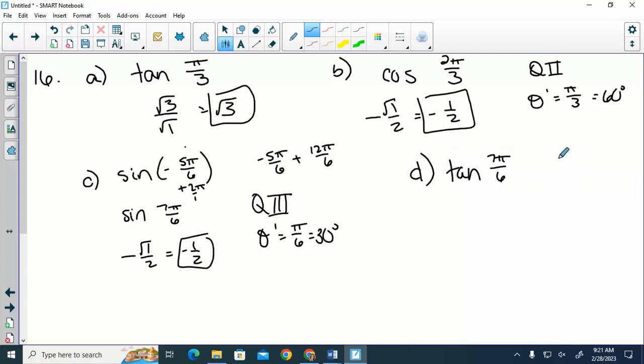Angle here. We know this is quadrant 3. Reference angle is the pi over 6 or 30 degrees. In quadrant 3 is tangent positive or negative? Positive. Tangent of 30 degrees, so square root of the top over square root of the bottom. And we get radical 3 over 3. Is everybody with me here?